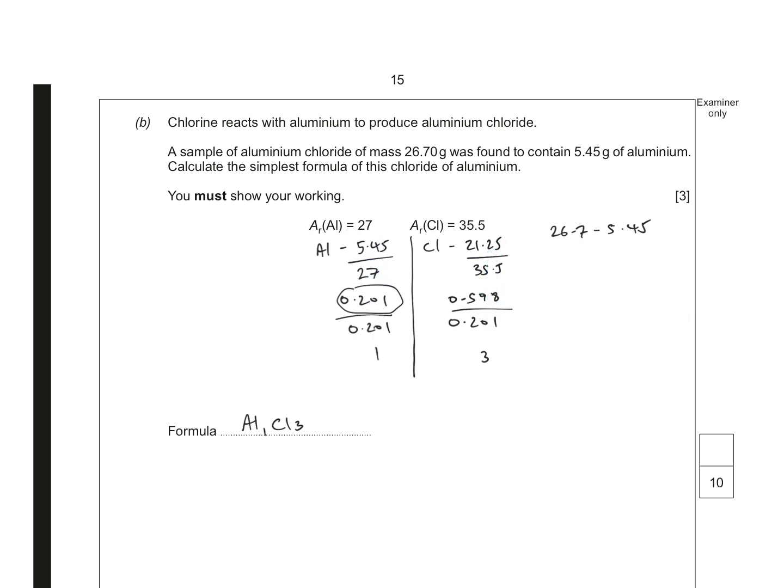I divide each of those masses by their mass number from the periodic table, and I get numbers of 0.201 and 0.598. Remember, I circle and divide by the smallest one, and that gives me an answer of 1 and an answer of 3. So I get AlCl3.